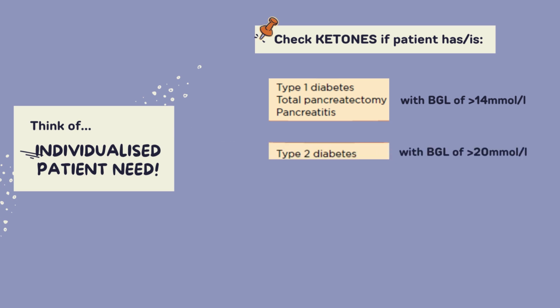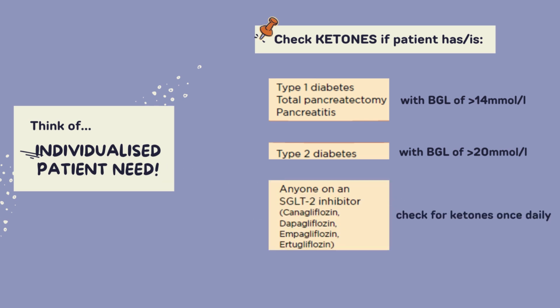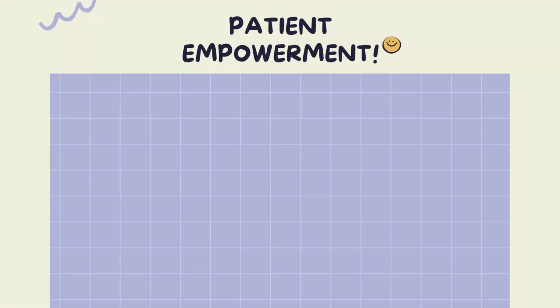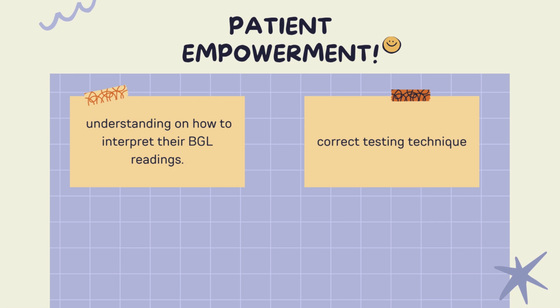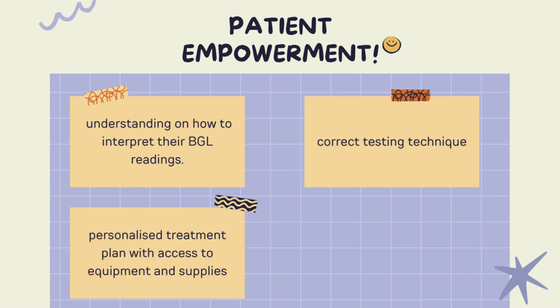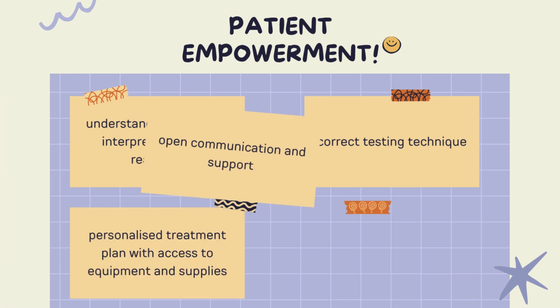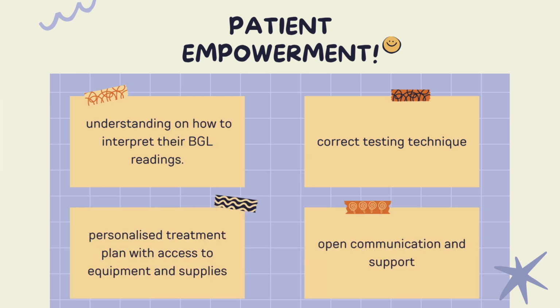Patients who have type 2 diabetes, check their ketones if the BGL reading is more than 20. Anyone on an SGLT2 inhibitor, check ketones daily. Pregnant women, check ketones if the BGL reading is more than 10. Patient empowerment is an important factor in giving patients greater control over their health. Their understanding of how to interpret their BGL readings, correct testing technique, and a personalized treatment plan with access to equipment and supplies, communication and support can lead to improved health outcomes.